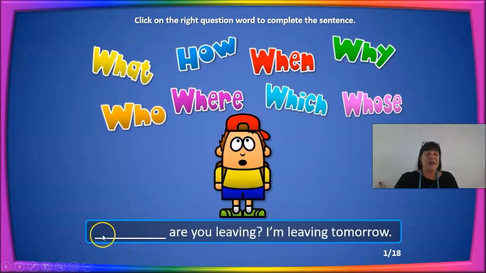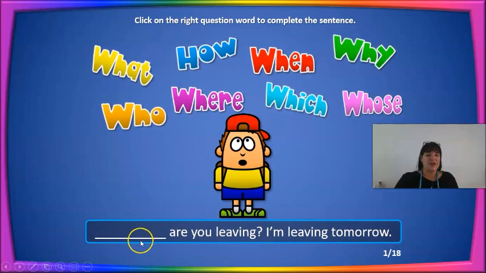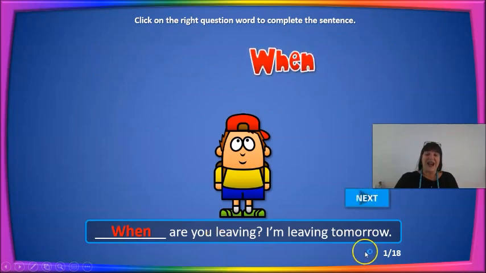Let's begin. We need a question word here. It says, are you leaving? It says, I'm leaving tomorrow. So what question word would you put in there? What are you leaving? Who are you leaving? How are you leaving? Where are you leaving? When are you leaving? Remember, that's about time. When are you leaving? I'm leaving tomorrow. Good. Let's look at the next one.